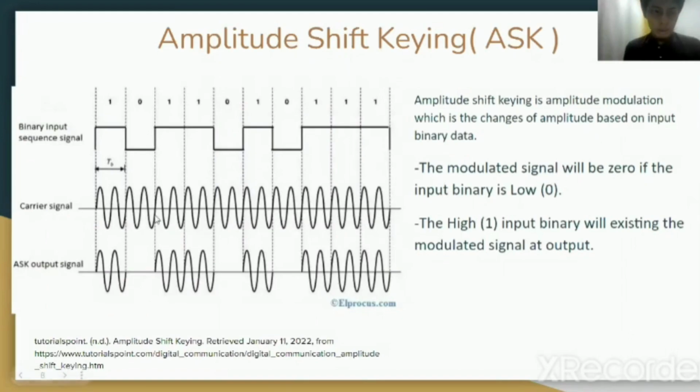From the figure, we can see that whenever the input is high, it will show the modulated signal at ASK, and whenever the input is low, no signal is shown, or we can assume that the amplitude is zero during the low bit of input.